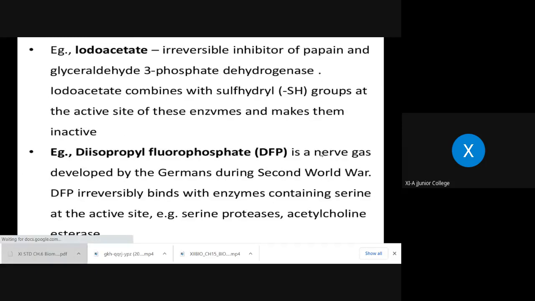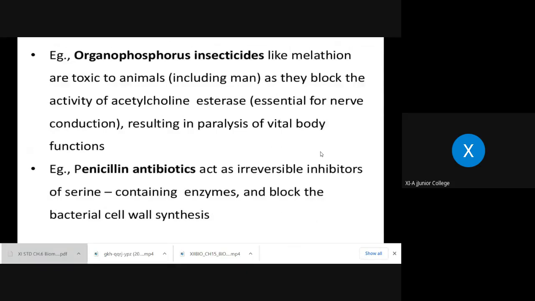They are toxic. For example, iodoacetate is an irreversible inhibitor of papain and glyceraldehyde 3-phosphate dehydrogenase. These are some examples of this irreversible type of enzyme inhibitor. Now this is DFP, also called diisopropyl fluorophosphate. It's a nerve gas developed by the Germans during the Second World War, and it irreversibly binds with the enzyme containing serine at the active site. So these are very dangerous: poisonous, toxic, and dangerous to the organisms and to the environment also.